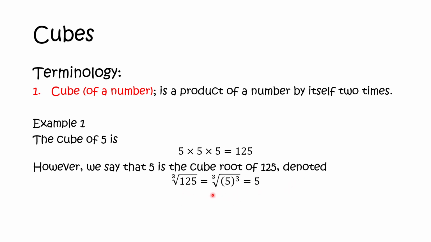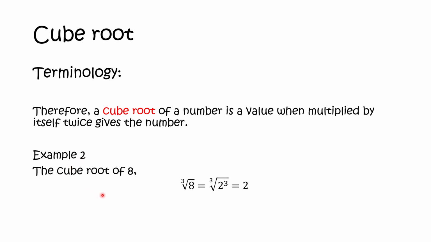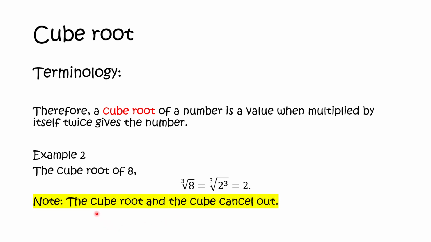So we are saying that the cube root of 125 is given by the cube root of 5 to the power 3. Taking note of the cube root and the cube cancelling out, we get 5. Therefore, a cube root of a number is a value that, when multiplied by itself twice, gives the number. The cube root of 8 is equivalent to the cube root of 2 to the power 3, giving us 2. Why? Because the cube root and the cube cancel out.